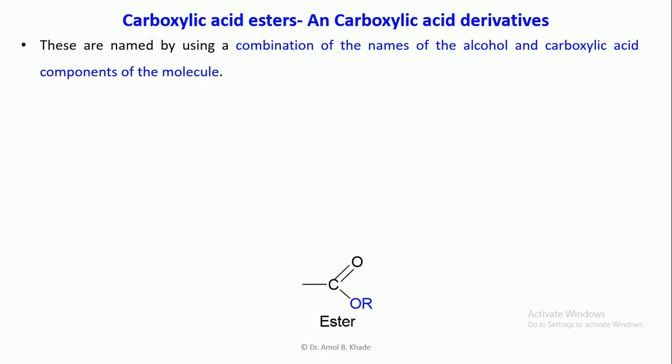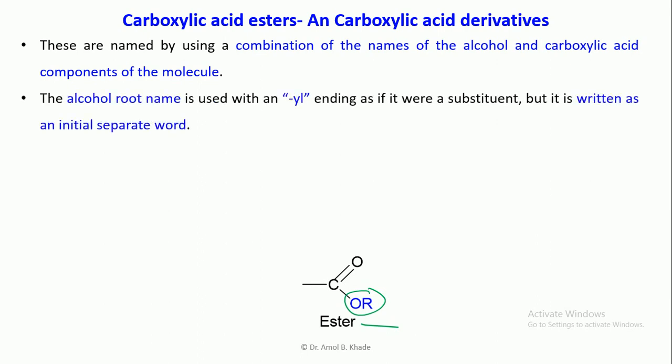Now the next class of derivatives of carboxylic acid is the carboxylic acid ester. Here you can see the general formula for carboxylic acid ester. Here the OH group is replaced by the OR. These are named by using a combination of the name of the alcohol and the carboxylic acid component of the molecule. The alcohol root name is used with an YL ending as if it were a substituent, but it is written as an initial separate word.